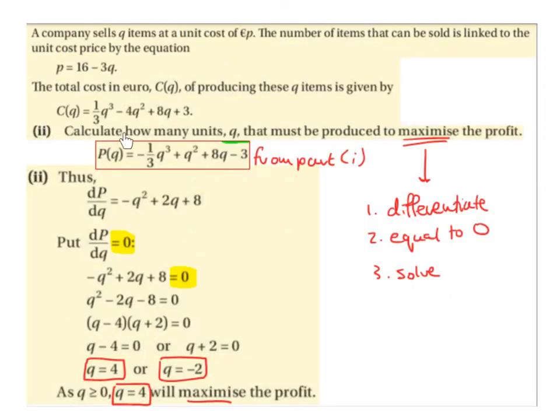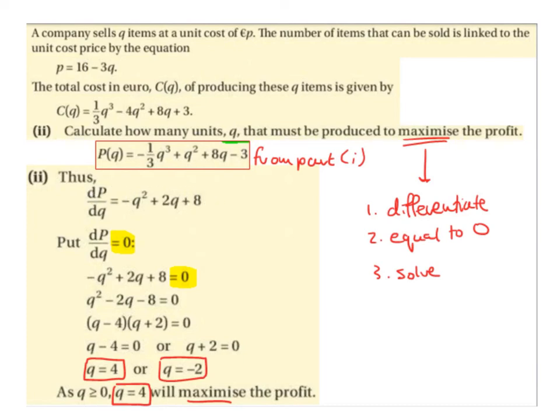Part 2. Calculate how many units Q must be produced to maximize the profit. So, to maximize, we differentiate, we set equal to 0, and we solve. So P of Q equals minus a third Q cubed plus Q squared plus 8Q minus 3. We got this from part 1. Thus, dP/dQ, so the derivative of P with respect to Q, so basically just differentiate this, is minus Q squared plus 2Q plus 8.